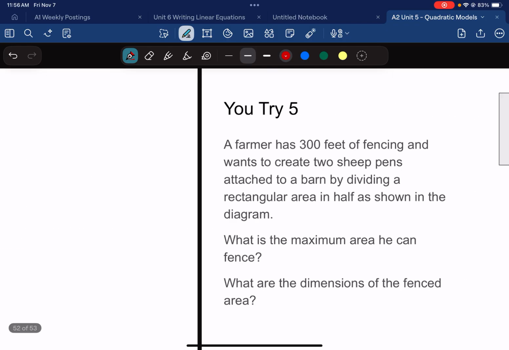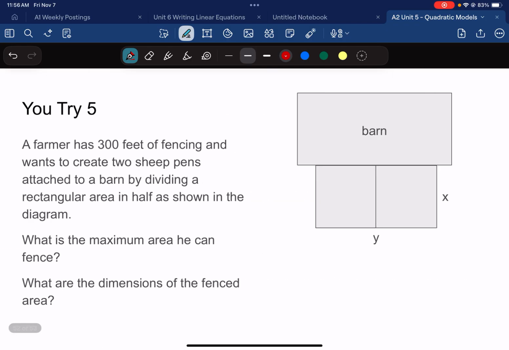Let's try another one. The farmer has 300 feet of fencing, okay, and wants to create 2 sheep pens attached to a barn by dividing a rectangular area in half as shown. Well, this is a little different because do you have to fence along the barn wall? No, it's silly to put fencing along a barn wall. So you're going to have a piece of fencing here that's x and a piece of fencing here that's x, but there's only one y. We don't need to fence this back side against the barn.